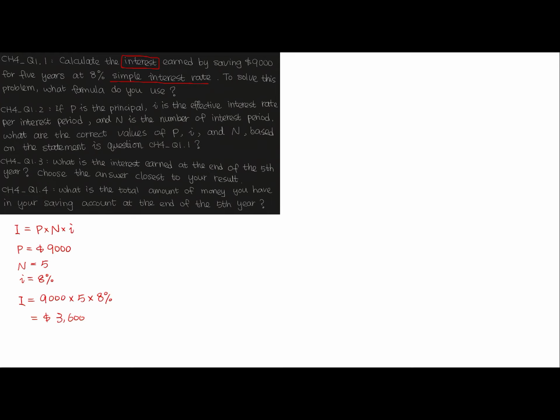Then the next question is, what is the total amount of money you have in your saving account at the end of the 5th year? In the end, in your account, you have not only your principal but also the interest. That's your total amount. So total will be your principal plus interest, right? Principal is 9,000, interest is 3,600, so your total is 12,600. Okay. Next question.